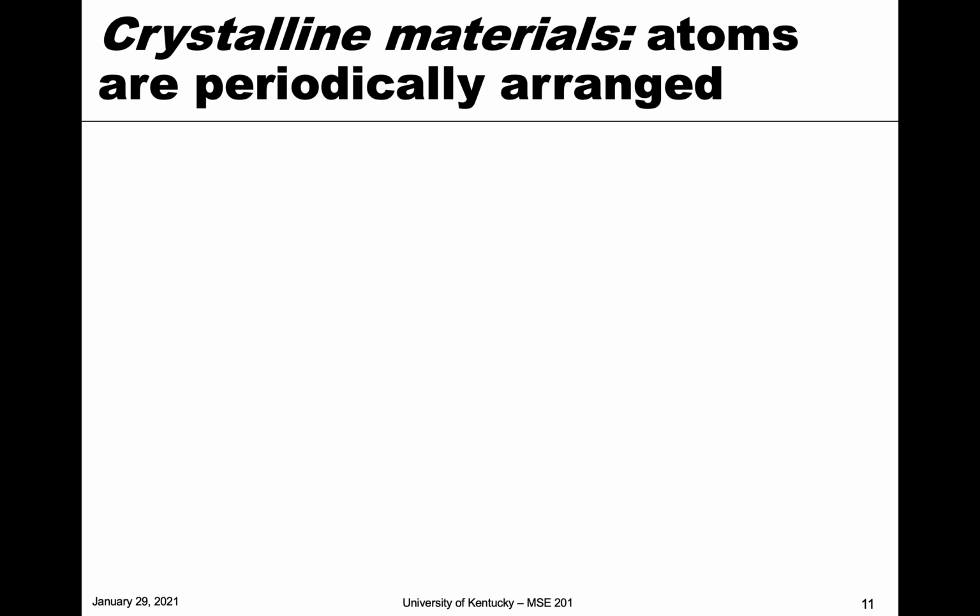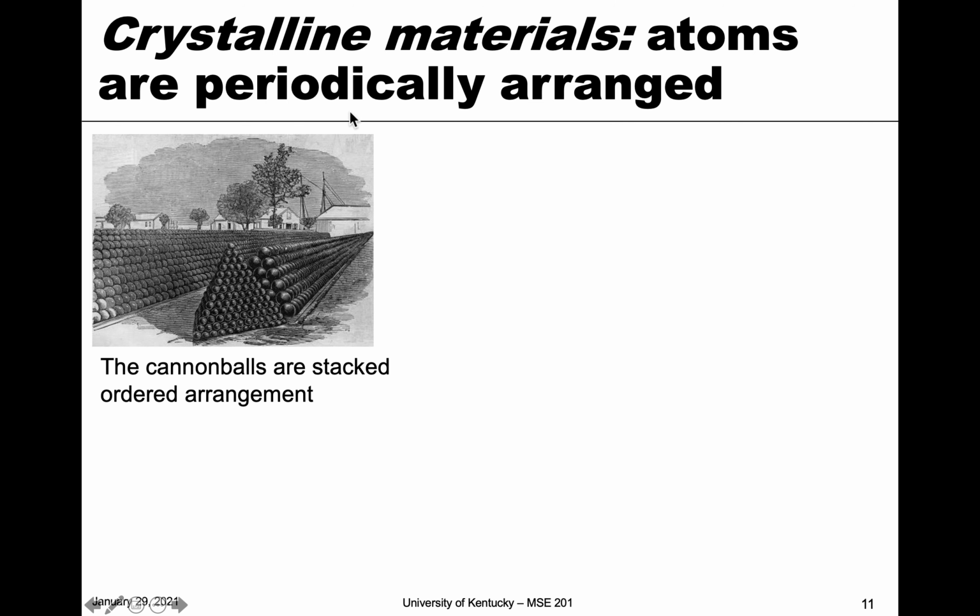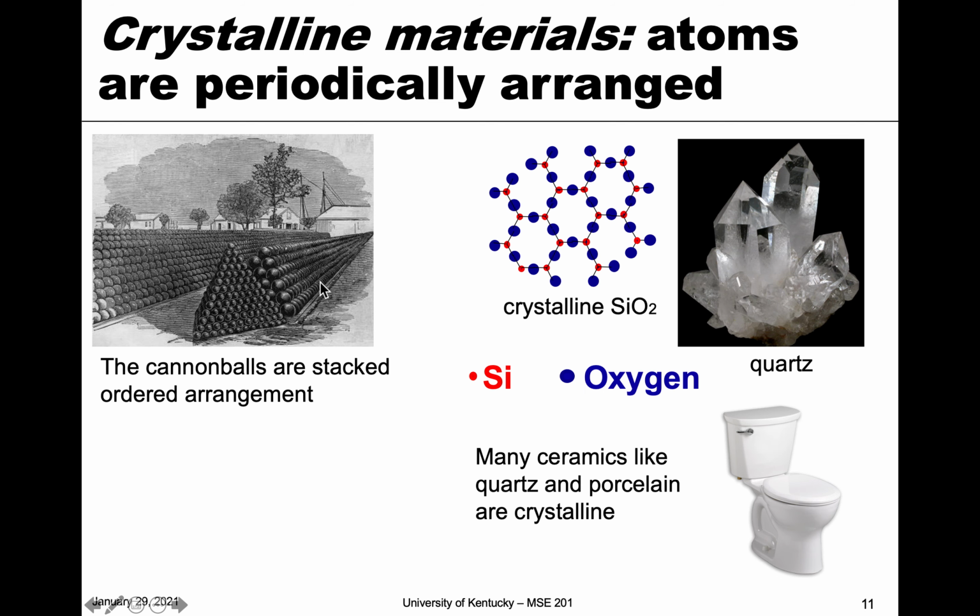All right, so now let's look at the opposite. Let's look at what we call crystalline materials. They have a structure to them, an order to them. And so the term we like to use is periodic. They have a periodic arrangement. And so that's the cannonballs, right? They have a very ordered structure to them.